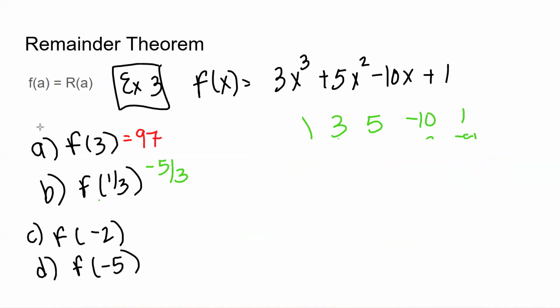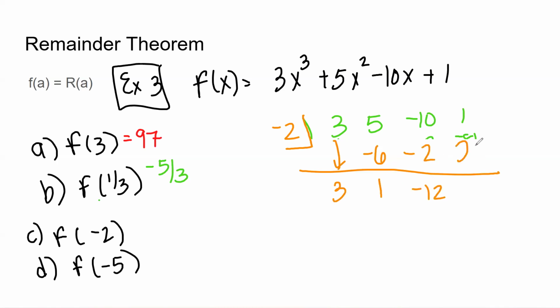Now we're coming down to C, f of -2. This wouldn't be that bad with direct substitution, but again, I think this is faster. We drop down, multiply, add, multiply, add, multiply, add, and done. Way faster than direct substitution.